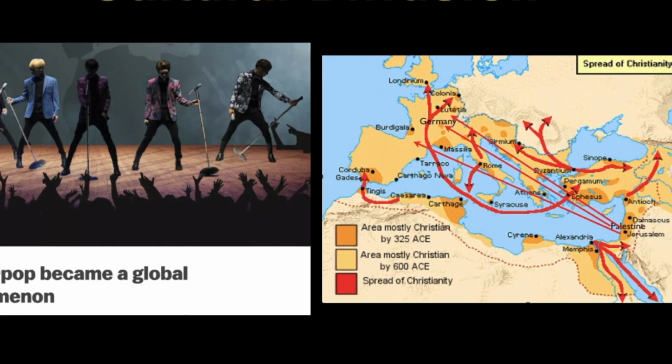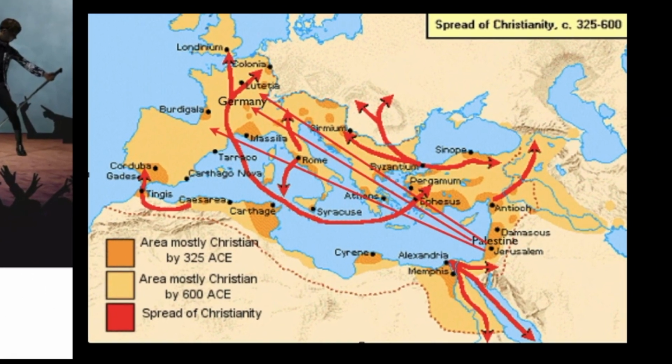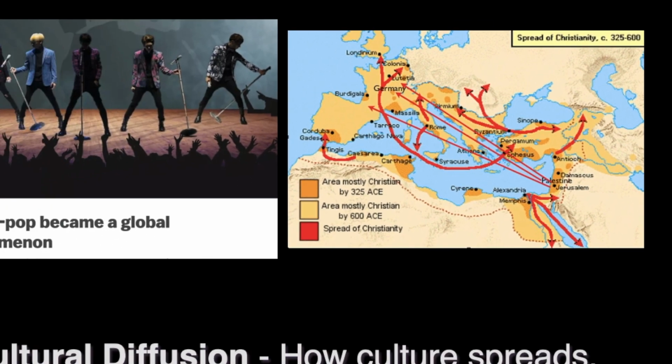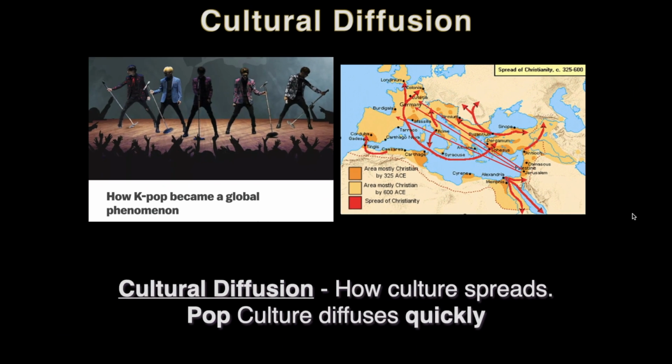In addition to pop music, we also have religions that spread. This example on the right shows us Christianity, how it started in Jerusalem and then spread through parts of Africa, the Middle East, and almost all of Europe, eventually dominating the world. Pop culture diffuses quickly. It uses mass media to spread rapidly.